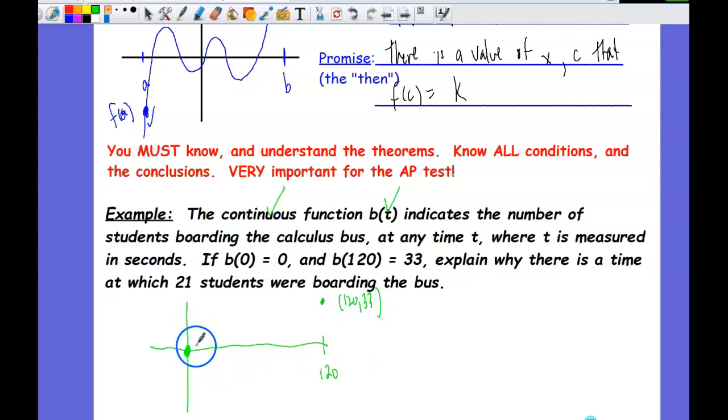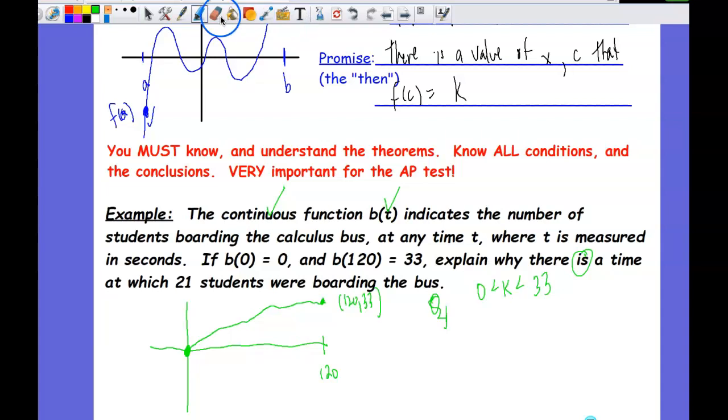It makes sense that if I'm going to connect these 2 points, whether it's linear, whether it's with a curve, I have a continuous function. Even if I stay linear, every value between 0 and 33, we have to pass through them. In other words, you can't get to 33 without passing through 32 and 31 and 30 and 27.5, etc. So the question says, explain why there is, so it's going to happen, a time at which 21 students were boarding the bus.